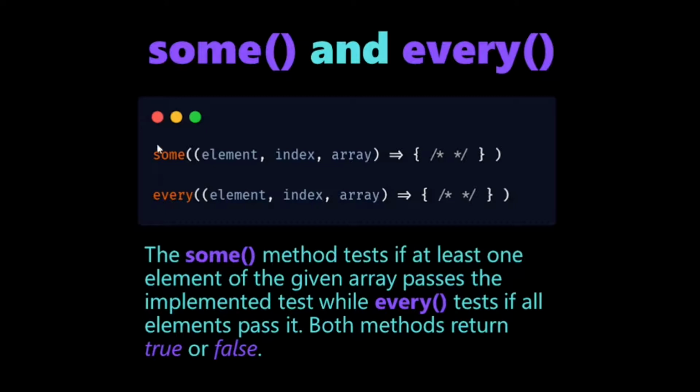We have the some method with the callback function with 3 arguments: element, index of this element, and array, and the same looks the every method. Also, they don't change the array we are testing.